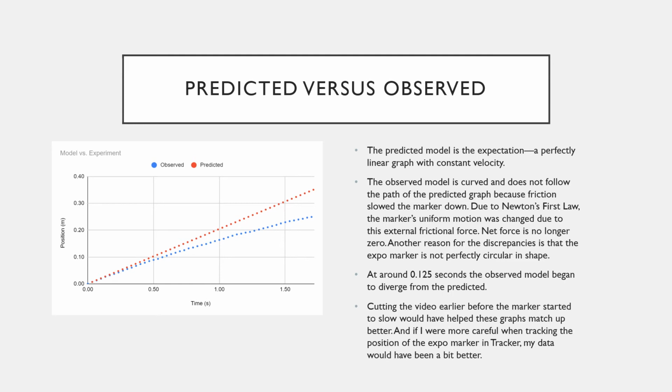Another reason for the discrepancies between these two graphs is that the expo marker is not perfectly circular in shape. And as you can see, around 0.125 seconds is where the observed model begins to diverge from the predicted model. So two ways I could have fixed this. Cutting the video earlier before the marker started to slow would have helped me capture its constant velocity more. And if I were more careful when tracking the position of the expo marker in Tracker, if I were a bit more meticulous, my data would have matched the predicted data better as well.